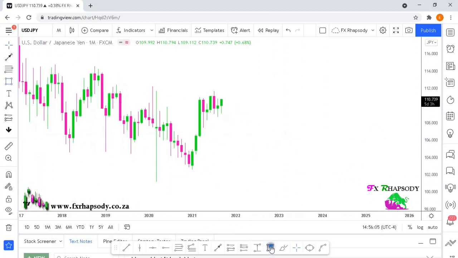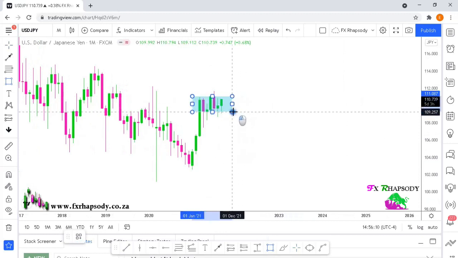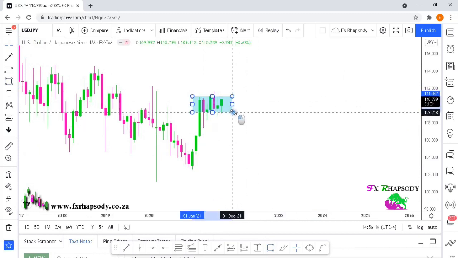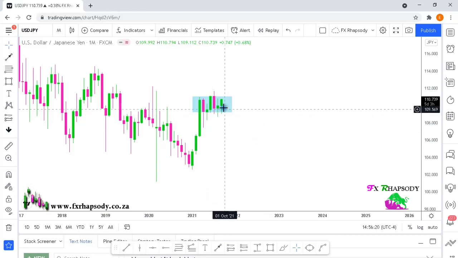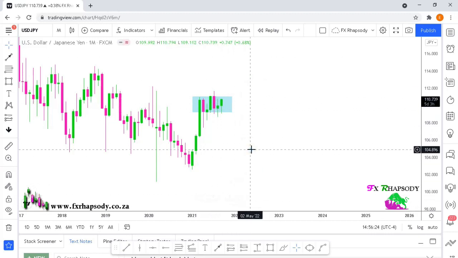All these major pairs, guys, are gearing up for something big. Something is going to happen, and it's going to make the markets do something. It's going to create big movements, be it up or down, depending on what you are trading. But definitely something huge is happening.